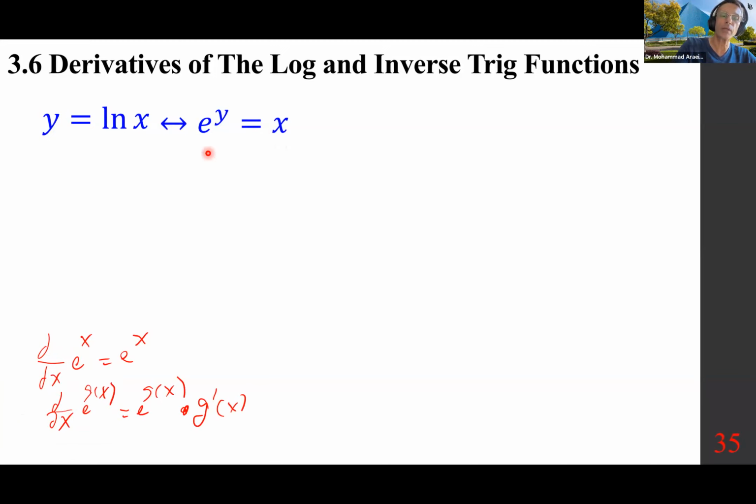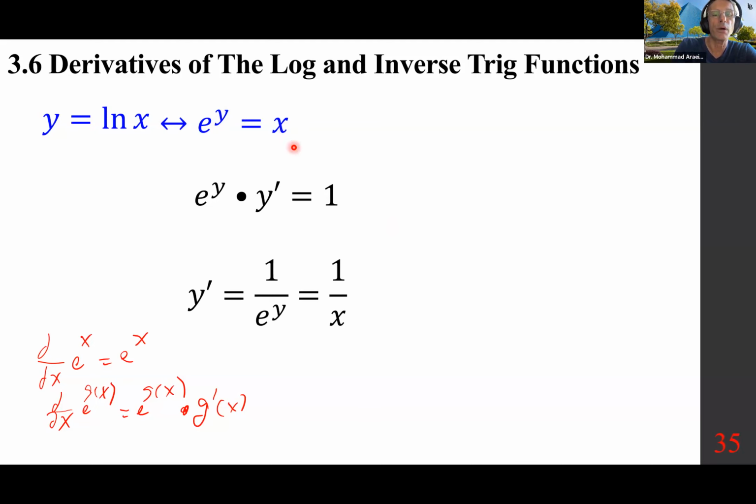The derivative of any exponential is itself, e to the power of y. And remember, y is like g of x. So times y prime or dy dx, the derivative of x is 1. This is implicit differentiation. And y is a function of x. We are interested in finding y prime or dy dx. So it's 1 over e to the power of y. And as you know, e to the power of y is x. We proved the derivative of y equals ln x is 1 over x.